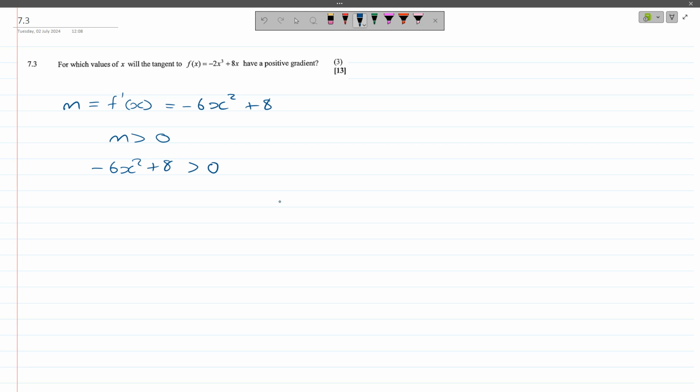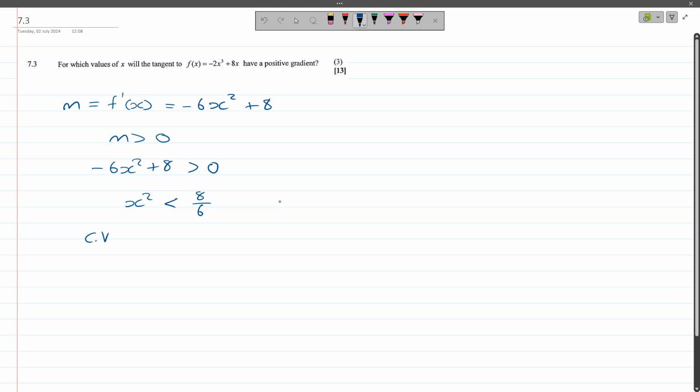So at this point, we need our critical values. So we can say, let's make it easy and have 8 go to the other side and then divide by minus 6. So if we do that, we're going to have x squared is smaller than 8 over 6. And then we get our critical values.